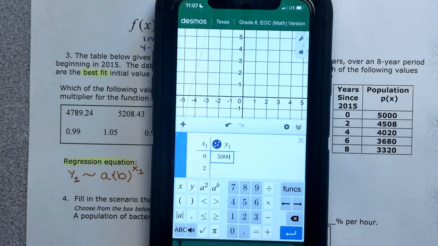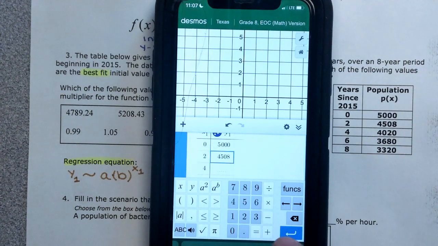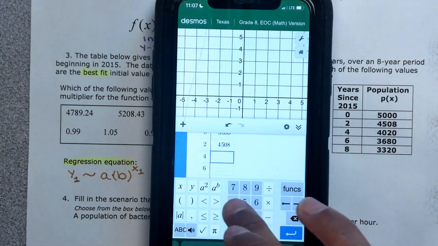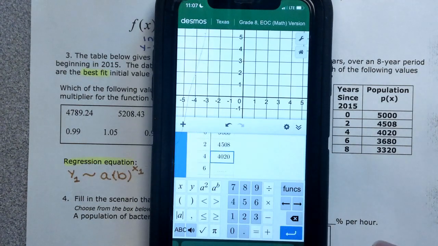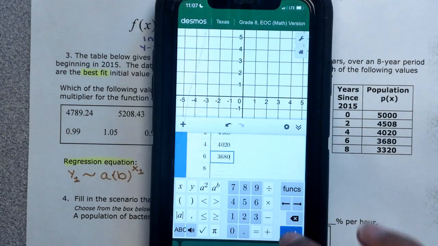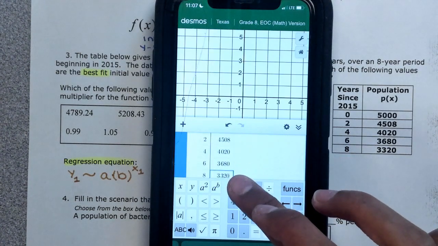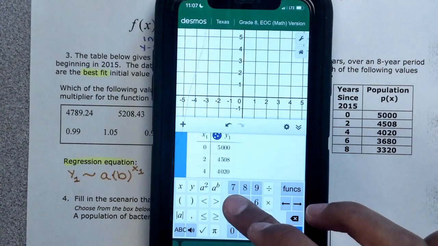Make sure that you do not mess up when you are typing in your values, because then you will not get the correct answer for 0, 2, 0, 3, 6, 8, 0, 3, 3, 2, 0. Okay, so I'm just going to double check my numbers, make sure that everything looks correct, and it does.